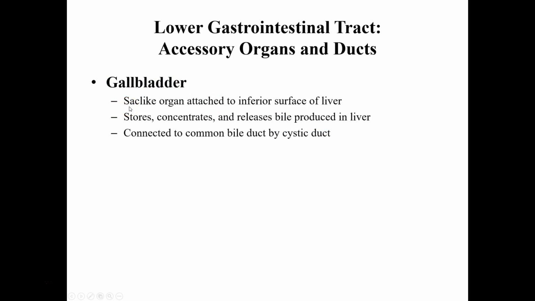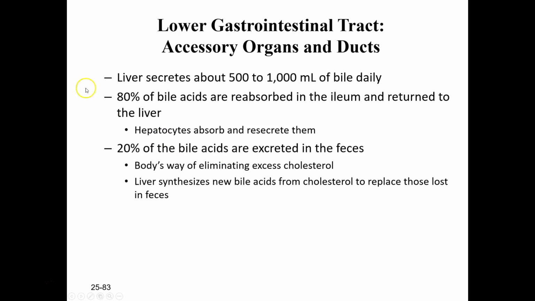The next organ then is the gallbladder. The gallbladder is a tiny little sac that hangs on the inferior side of the liver. It functions to store and concentrate bile. That's its main function, and it's going to release the bile directly to the common bile duct, which then leads to the small intestines, the duodenum of the small intestines.